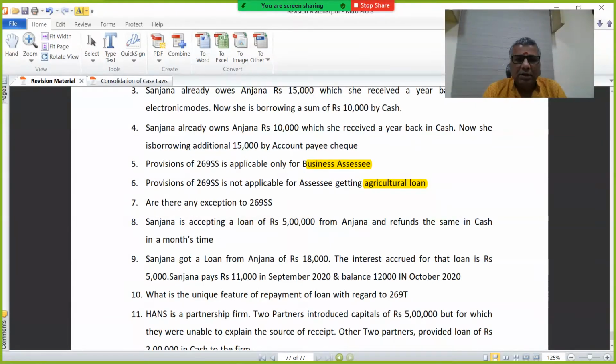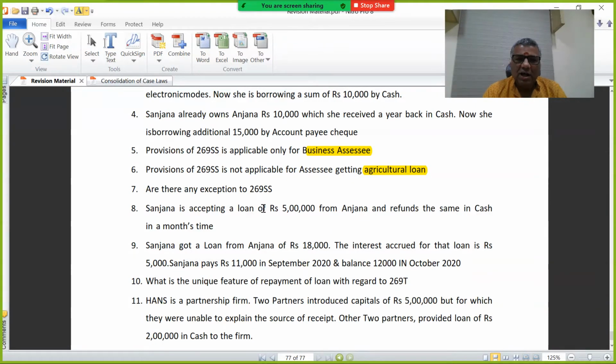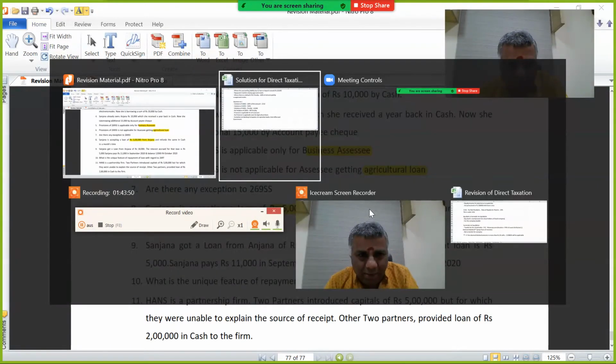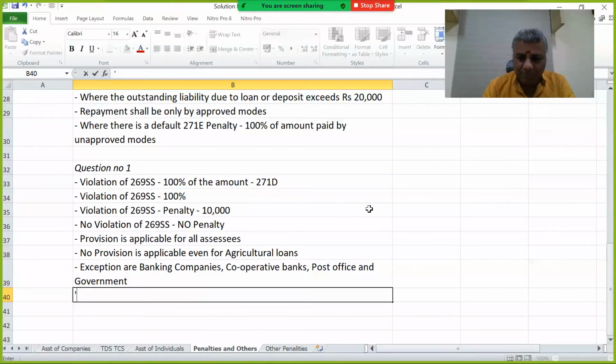Sanjana is accepting a loan of rupees 5 lakhs from Anjana and refunds the same in cash in a month's time. Refunds the same in cash in a month's time.